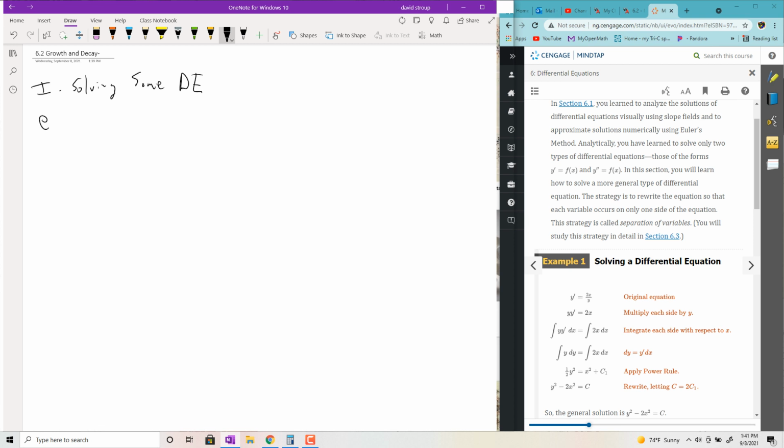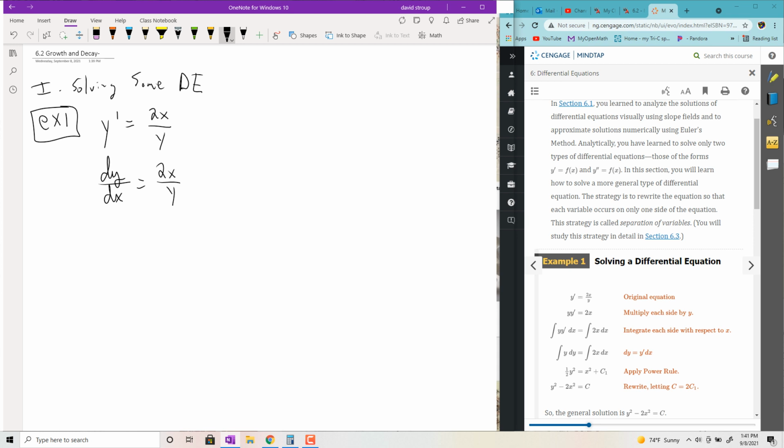Let's take a look at example 1 and see what they have for us. They have the differential equation y prime equals 2x over y. You could rewrite y prime as dy over dx, and that equals 2x over y. Then what we're going to do differs a little bit from the book, but it'll foreshadow what we're going to do in 6.3 eventually.